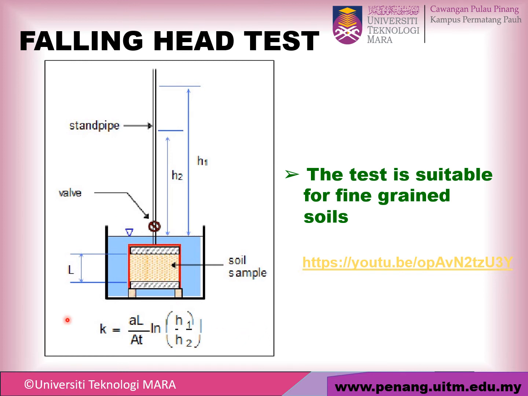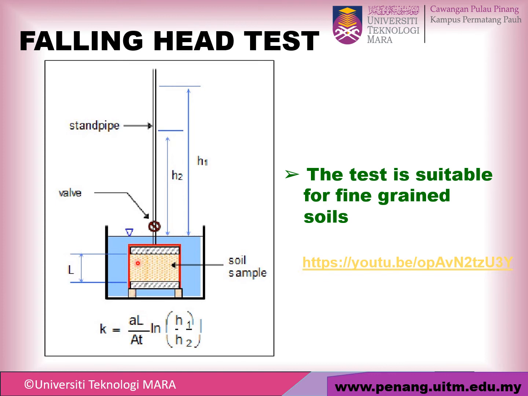Alright, so look at this. For the falling head test, you have to use a new equation: K is equal to aL over At times ln H1 over H2. H1 is the first height, height 1, before. H2 is the height after. H1 over H2.